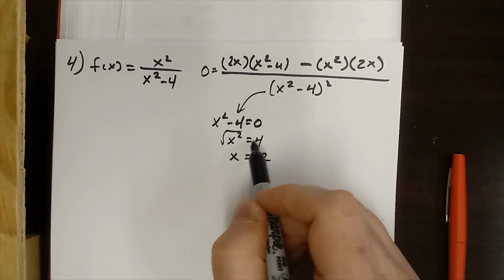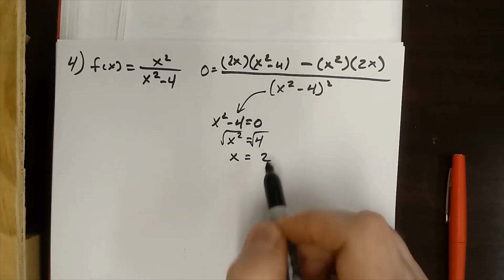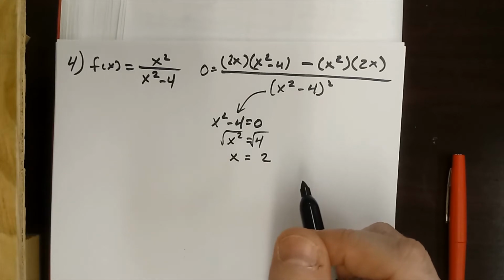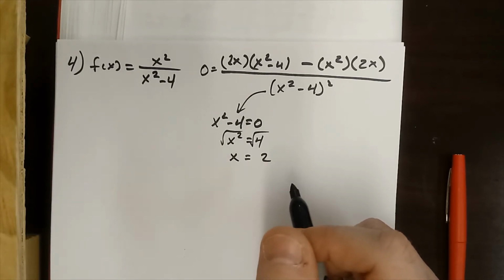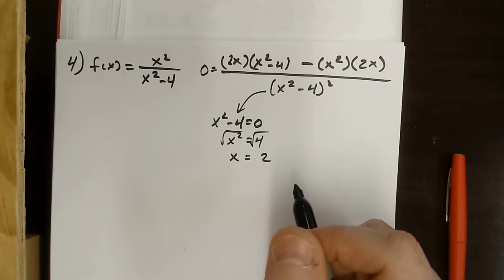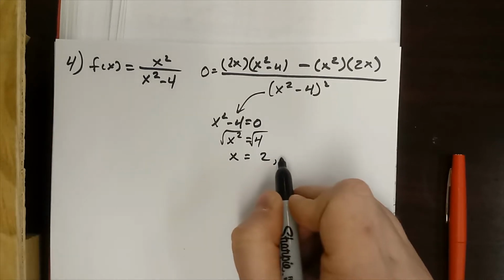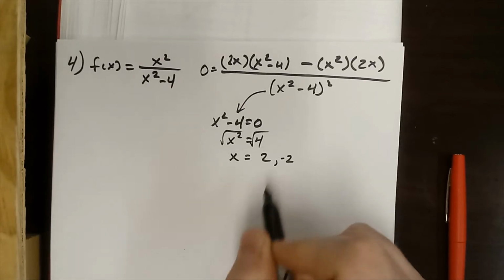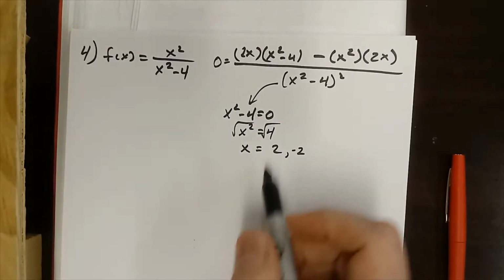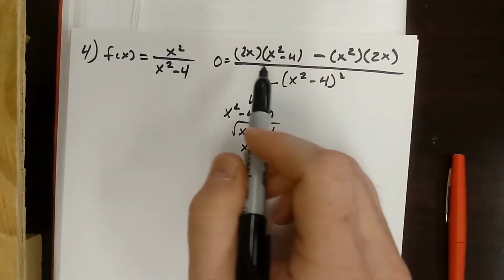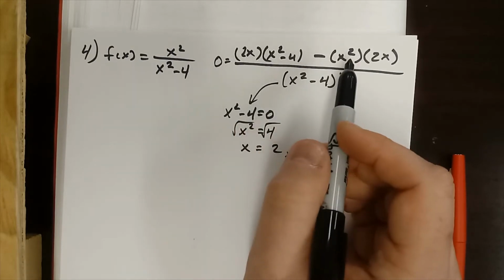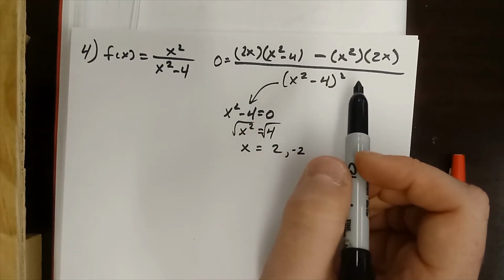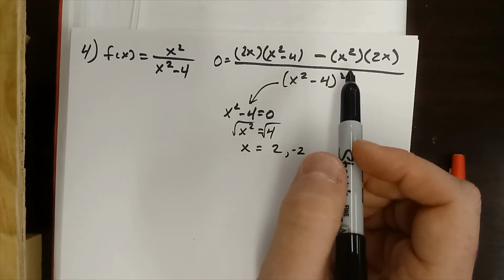When we take the square root of both sides, remember, 2 is not the only answer. 2 times 2 is 4. But so is -2. So 2 and -2 are both answers. It's important for us to have both of them. So then I'm going to set the numerator equal to 0, and I don't really feel like foiling all this out. I would rather see if I can do some factoring and make life easier.